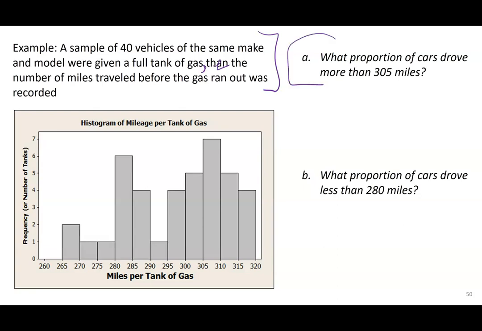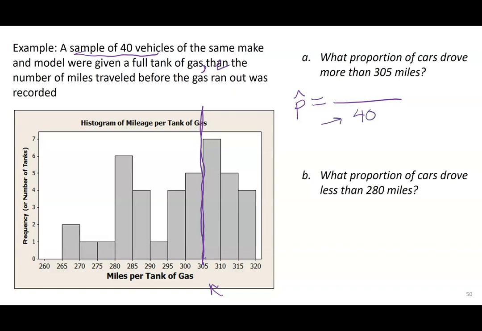If I want to say, what proportion of cars in this sample drove more than 305 miles? I'm going to find, okay, 305 miles is right here. And so I want to know, I'm going to say p hat. It's a proportion, but it's a sample proportion, right? Because I have a sample of 40 cars. So it's equal to, what goes on the bottom is the number in the sample. The number in my sample is 40. There are 40 vehicles.